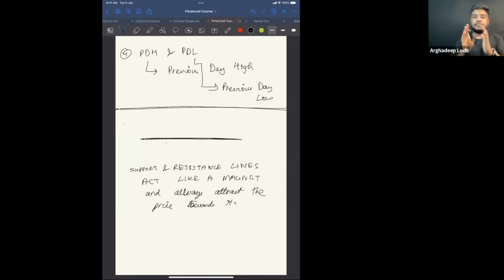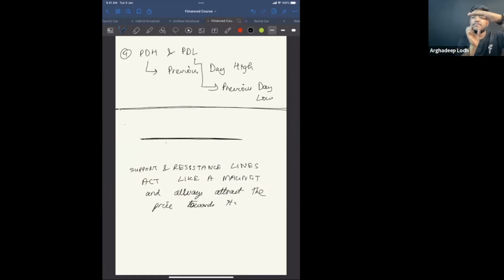The price basically, what this means is, the price will always try to move towards the support and resistance level. Suppose the support level is here, okay? The support level is here. Price will not always go in a straight line.